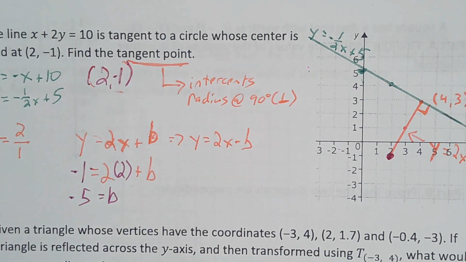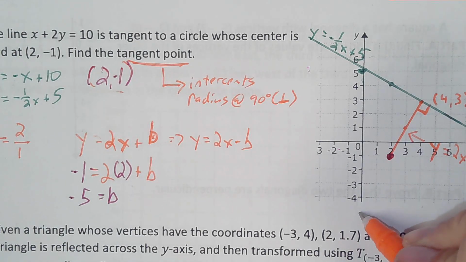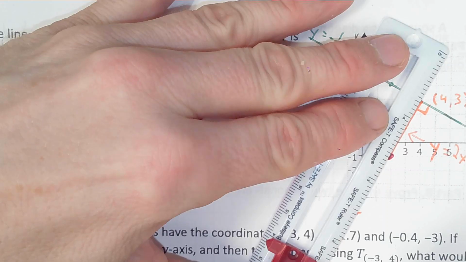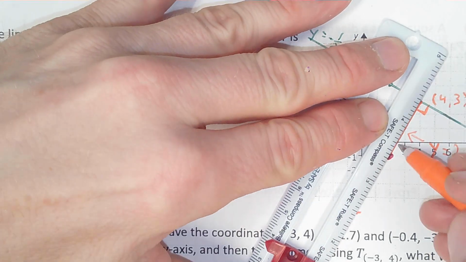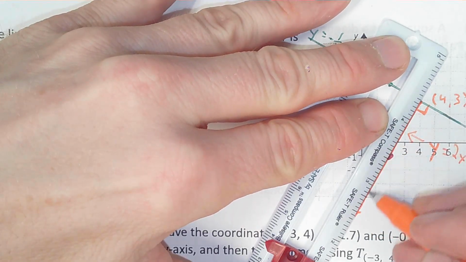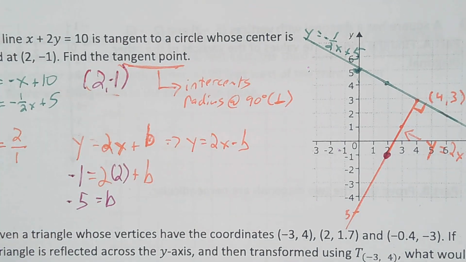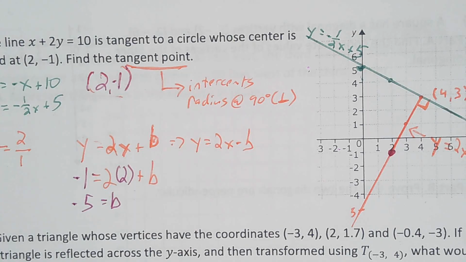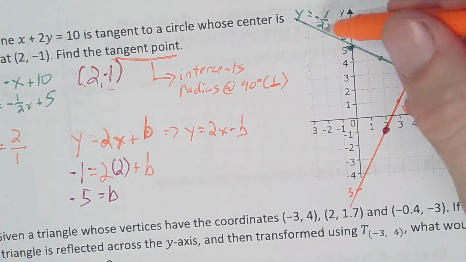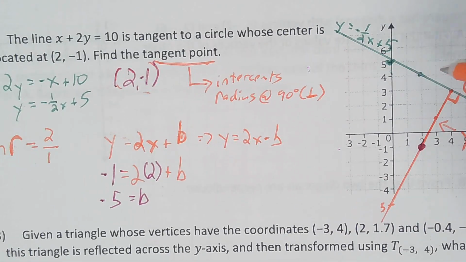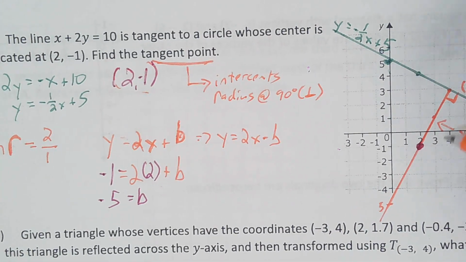Okay, so if I were to continue this line down, you would see that it would intercept at negative 5. Makes sense, okay? So now my question is, where do these 2 lines intercept? Where do they equal each other?